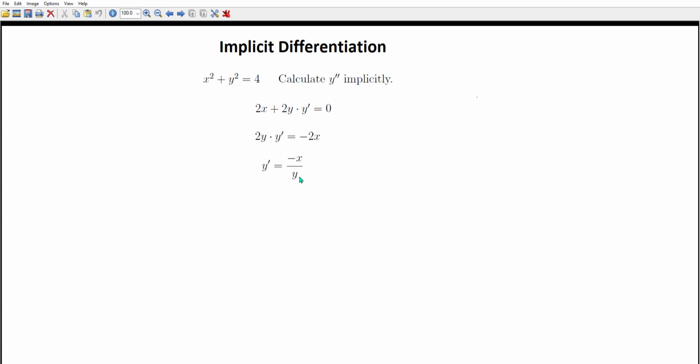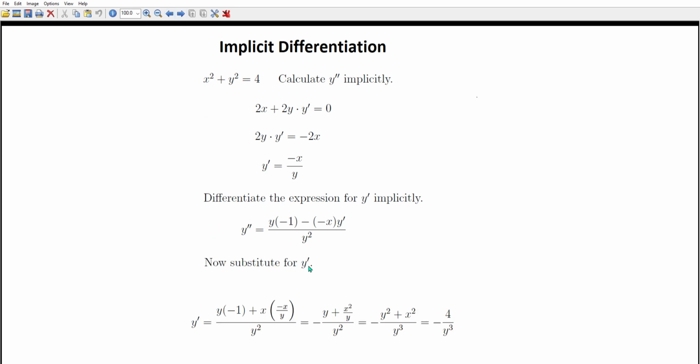Now what we want is y double prime, so we're going to differentiate this expression with respect to x. And what we're going to get is y double prime, because the derivative of y prime is y double prime. And here we get a quotient rule: denominator times derivative of numerator, minus numerator times derivative of denominator, over denominator squared. Now the problem is we've got a y prime floating around, but we know what y prime is. So we're just going to substitute for it using this expression.